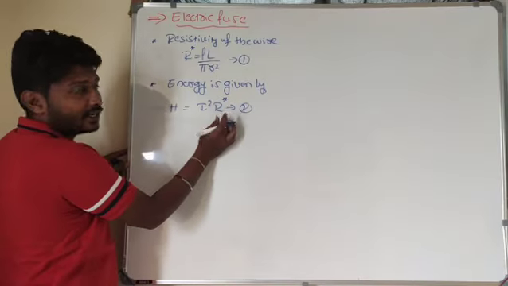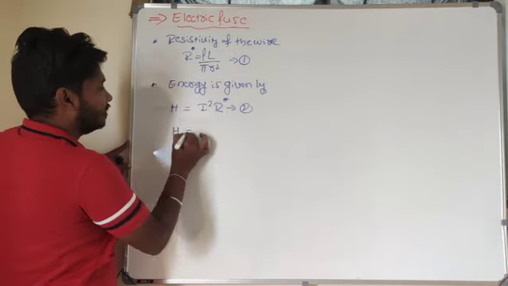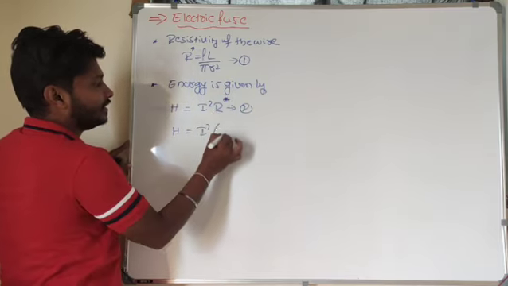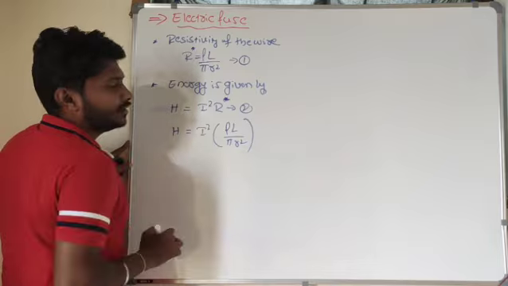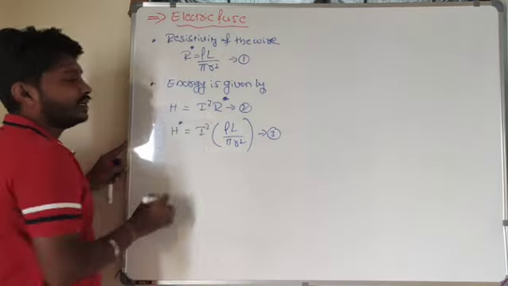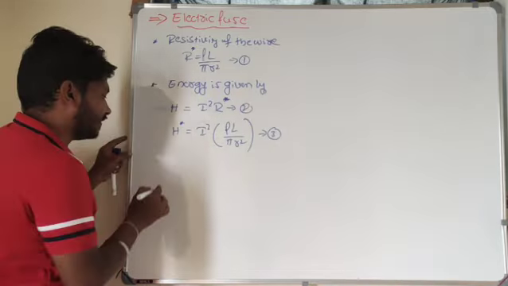Wherever R is there in equation 2, shall I fill that rho L divided by pi R square? So I can consider I square into, wherever R is there, I will take it as rho L divided by pi into R square here. Let it be equation 3, where H indicates heat. So heat per unit area I can take it here.